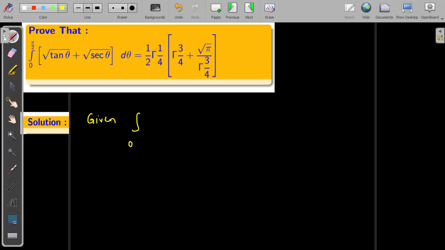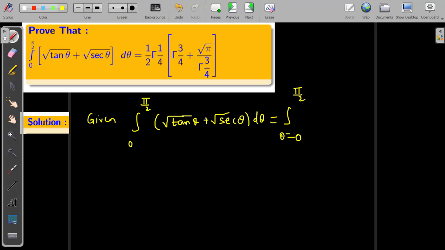integral 0 to pi by 2 of root tan theta plus root of secant theta d theta. This is a definite integral. This could be rewritten like this, theta from 0 to pi by 2. I am separating because the integral of f of x plus g of x dx can be written as the integral of f of x dx plus the integral of g of x dx. In such a way we can split this one.